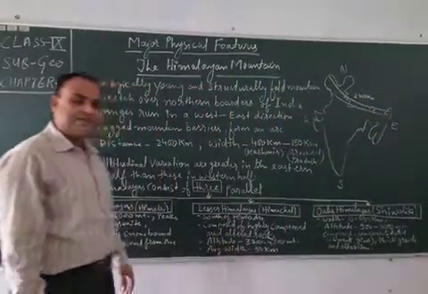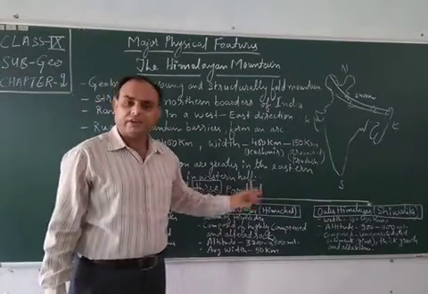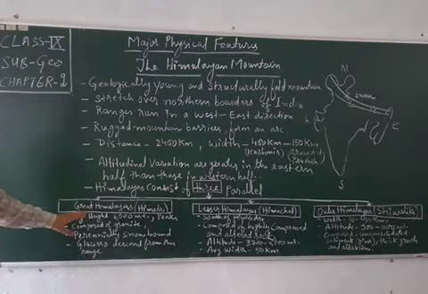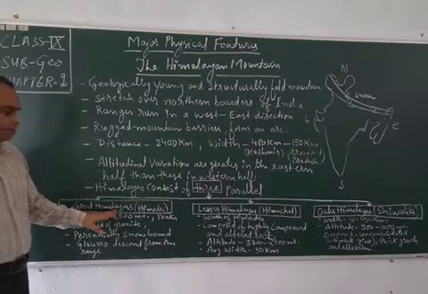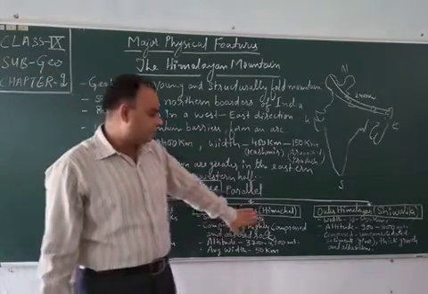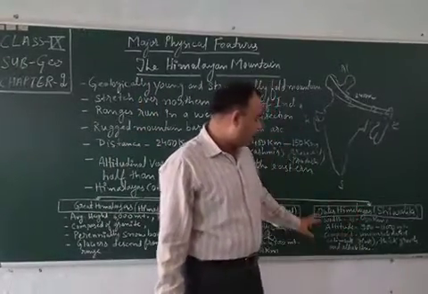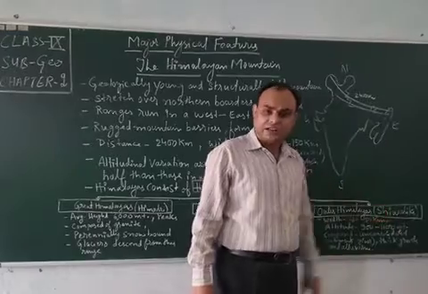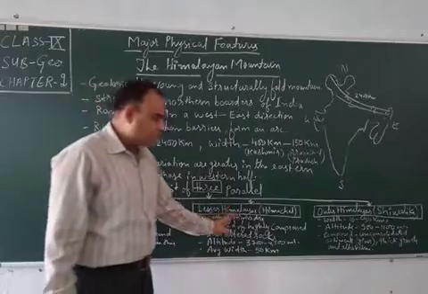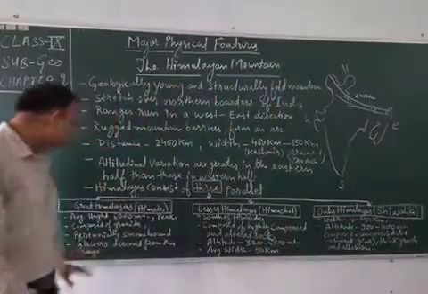Now the Himalaya consists of three parallel ranges. Which are the three parallel ranges? Greater Himalayas, that is called the Himadri. Lesser Himalayas, that is called the Himachal Himalayas. The third one is the Outer Himalayas or the Shivalik. Himadri, Himachal and Shivalik. One by one we will see.